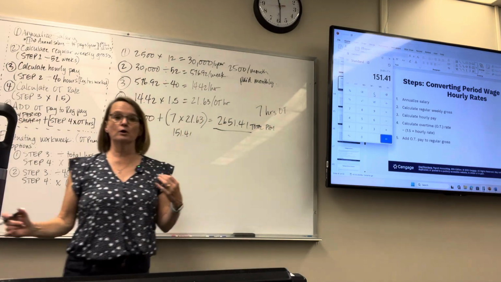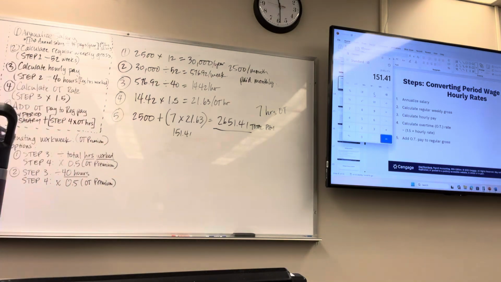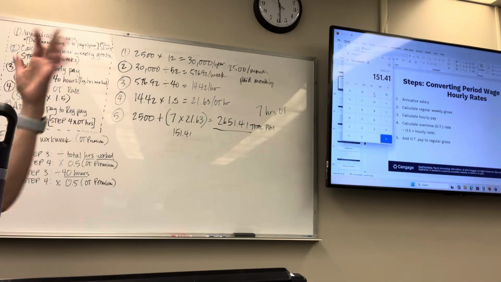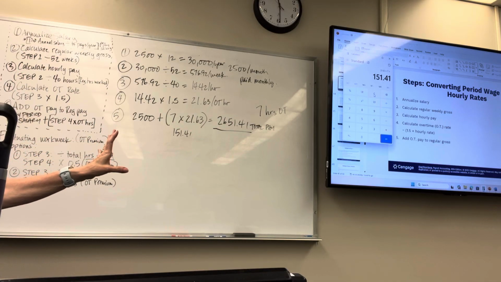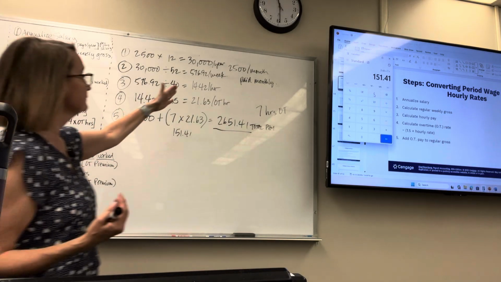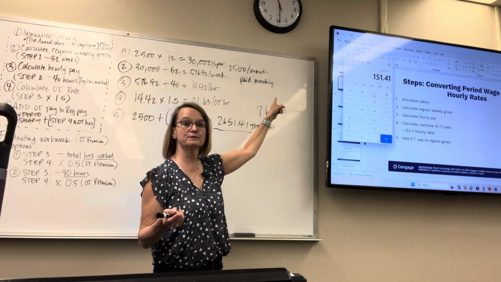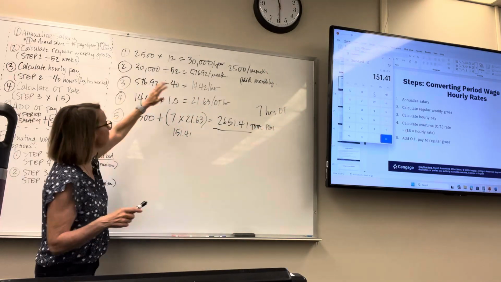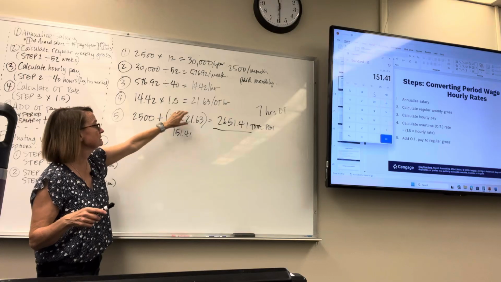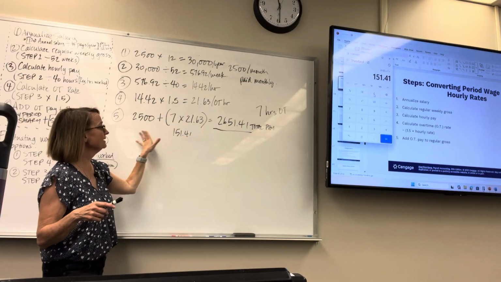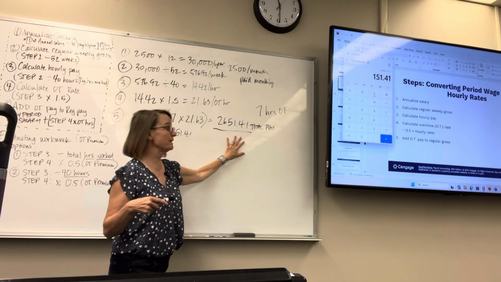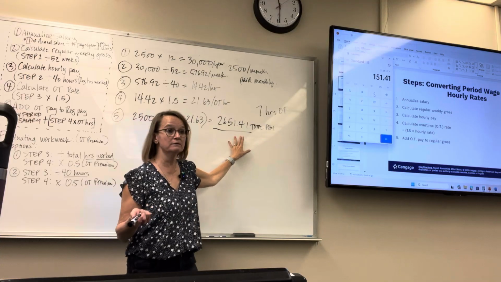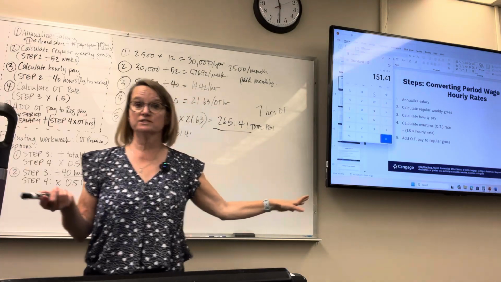So this individual is not exempt, meaning they're entitled to overtime. During the month, they worked 7 hours of overtime. They're usually paid $2,500 a month. Because they worked 7 hours of overtime, we calculated what that overtime rate is and added it to their regular pay. They're entitled to gross pay of $2,651.41 for the month.